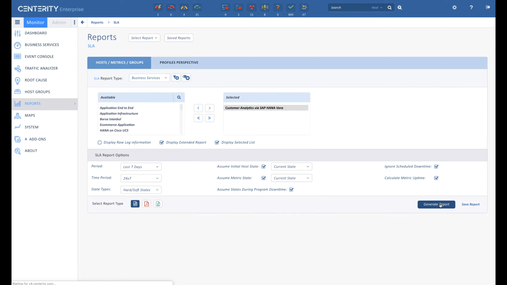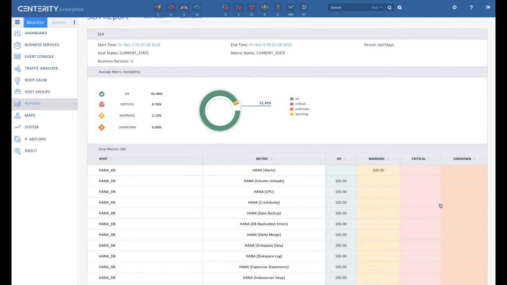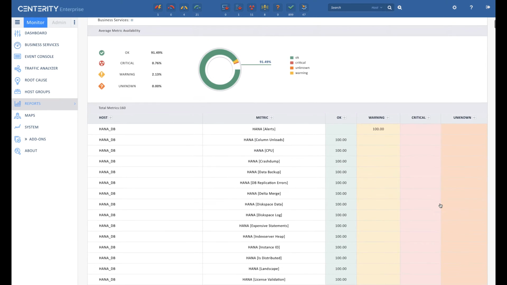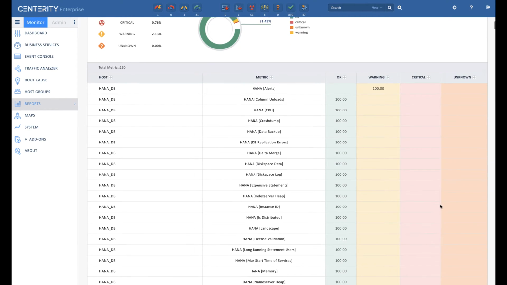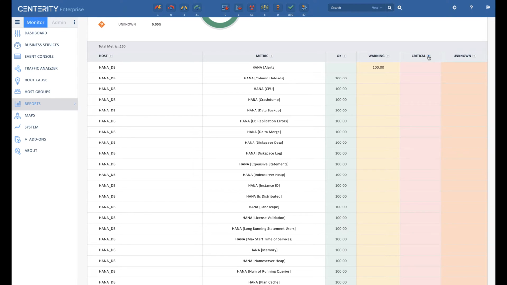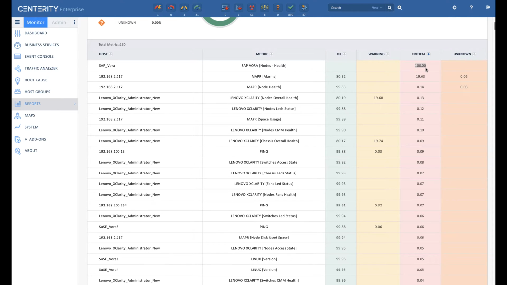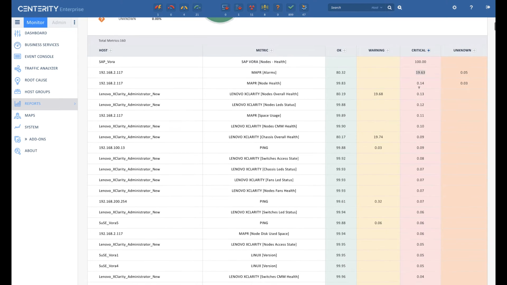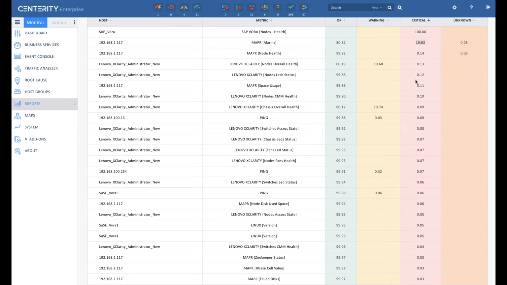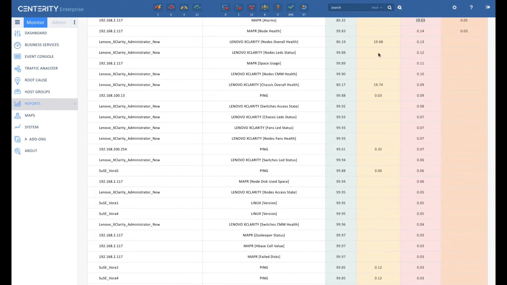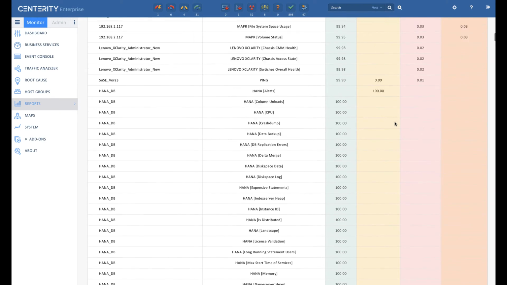So let's generate this first report. In this first report, we can see that we had a 91% availability. And once we go down, we can actually filter and see what were the most critical events for that time. So we can see that this SAP Vora Node Health was critical 100% out of my 7-day period. And then we have things that are a little bit lower. So this was just less than 20% of the time. And we can see that for the warning statuses as well.